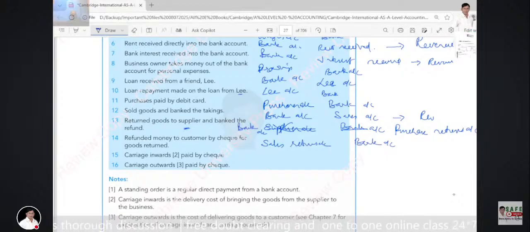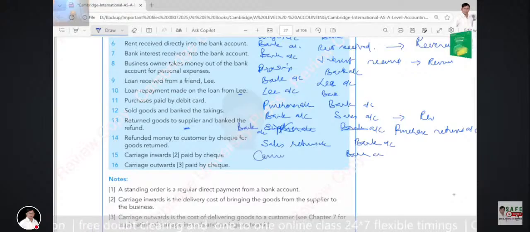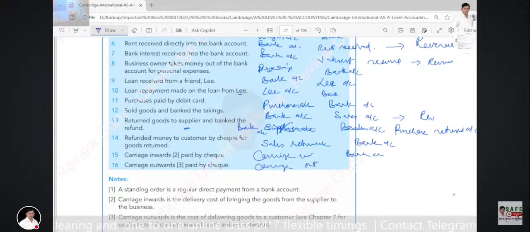So carriage inward paid by check, whether it is carriage inward or carriage outward, money will always go out. We have to specify whether it is carriage inward or carriage outward. So money will always go from the bank.